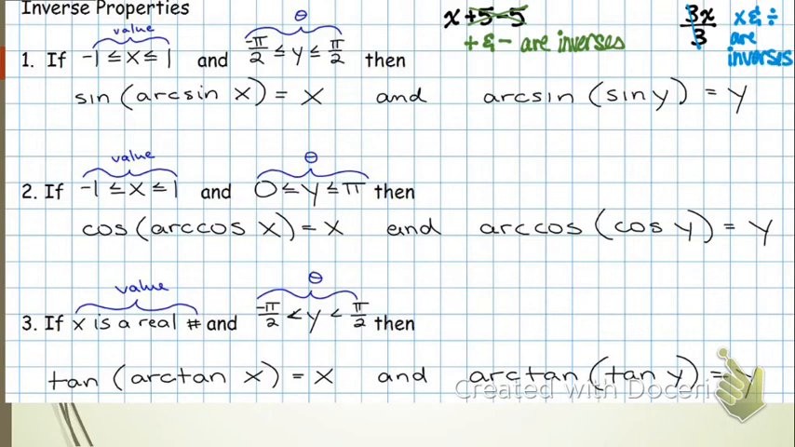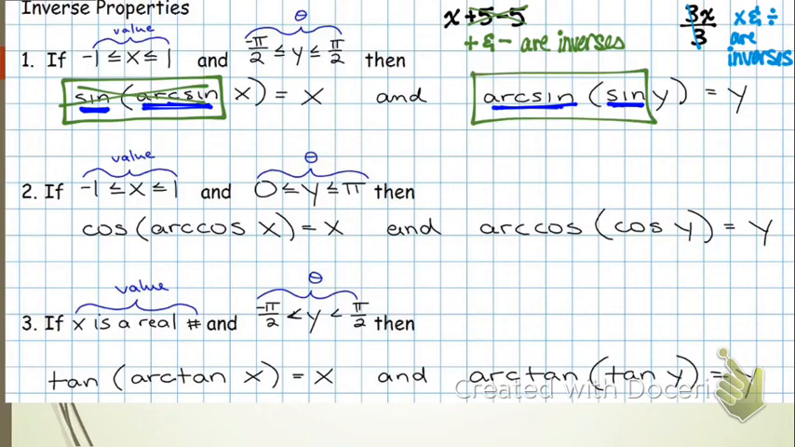All this text up here is basically saying the same thing. Sine and arcsine are inverses of each other, so they're going to cancel each other out. It doesn't matter whether I do the arcsine first and then the sine, or the sine first and then the arcsine. These cancel because they're inverses.